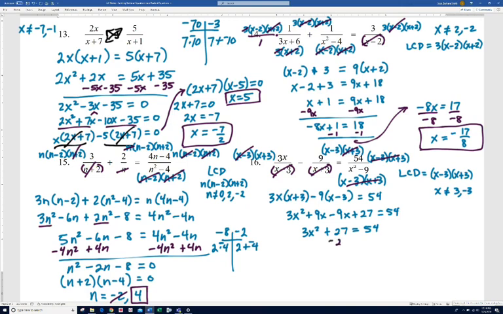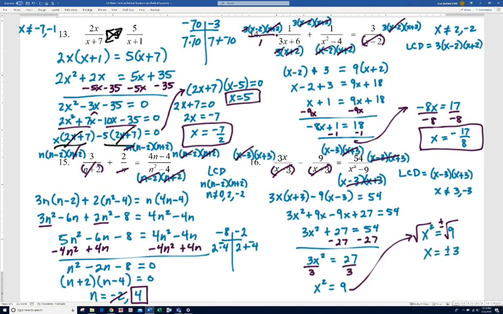I'm going to go ahead and subtract 27 on both sides. We get 3x squared equals 27. Then divide by 3, and we get x squared equals 9. And we know if we take the square root of both sides, plus or minus on the right, we're going to get x equals plus or minus 3, which means there's two answers, 3 and negative 3. Notice those are restricted values. That's why I have an answer here of no solution. All right, and that's the end of this video.